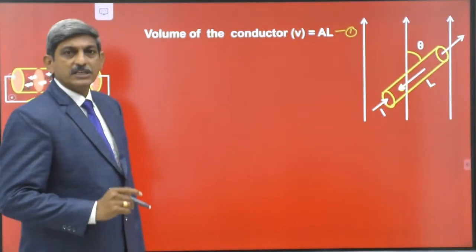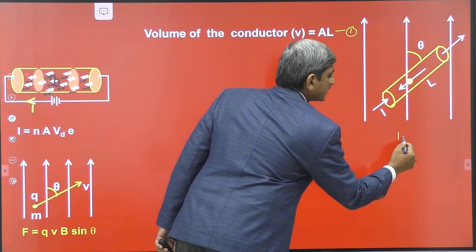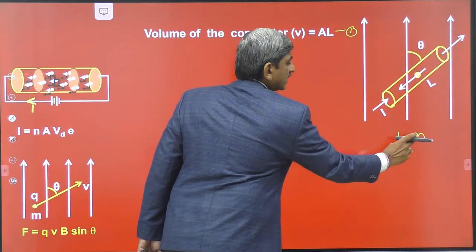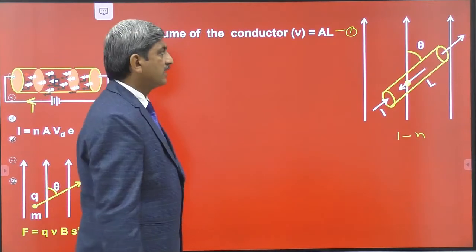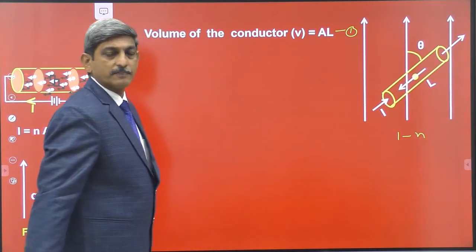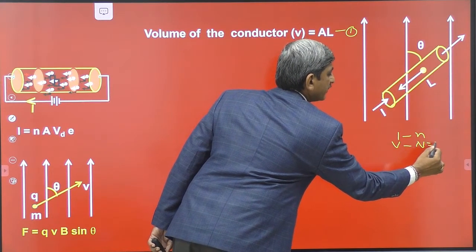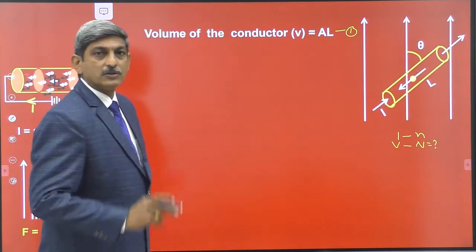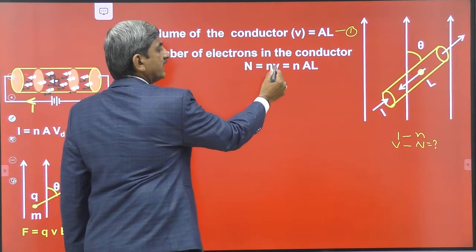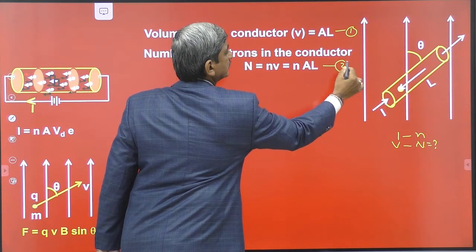Now, already we know the concentration of the electrons in the conductor. Concentration means the number of electrons present per unit volume. It contains n electrons per unit volume. Then, how many electrons are present in volume V? Let it be capital N. The total number of electrons present in the entire conductor is given by N = nV, that is equal to nAL. Let it be equation number 2.